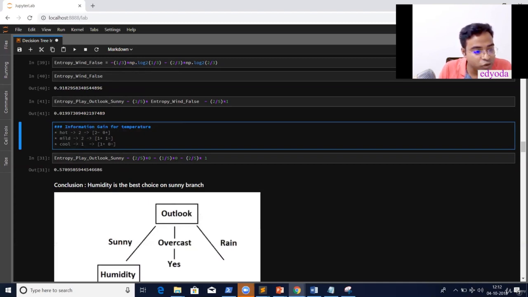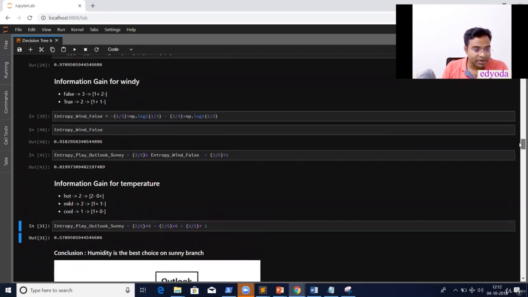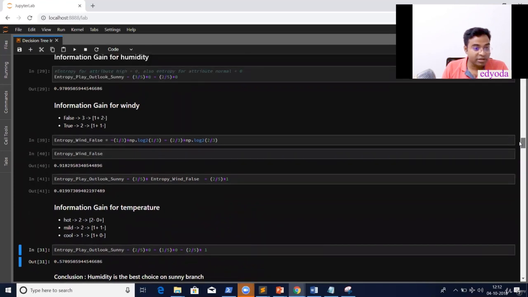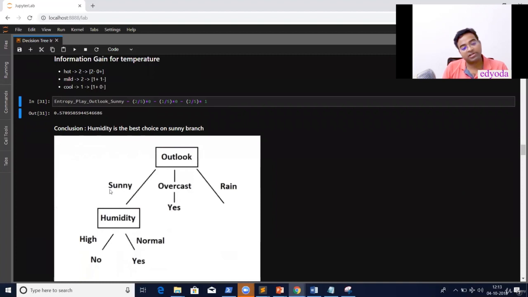And here you see 2 and the entropy is pretty high because both are equally distributed, 1:1. So on doing this calculation, we found this 0.57. So what we can see out here is the entropy for temperature is 0.57, wind is 0.019, and humidity is pretty high, 0.97. So that's the answer.